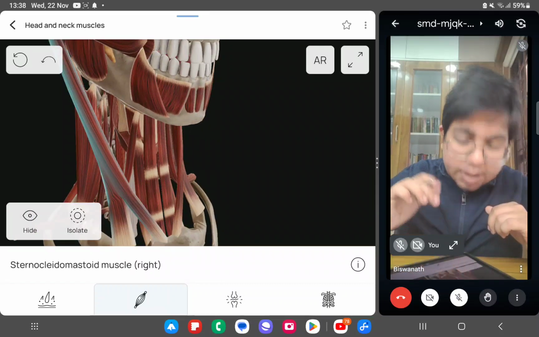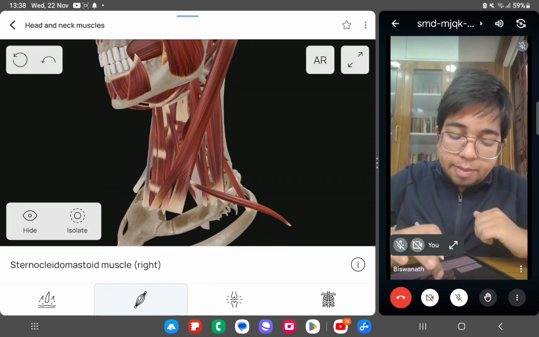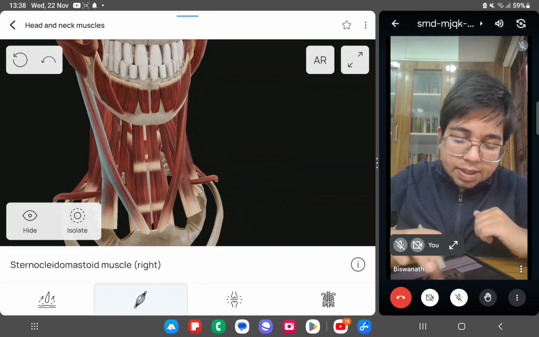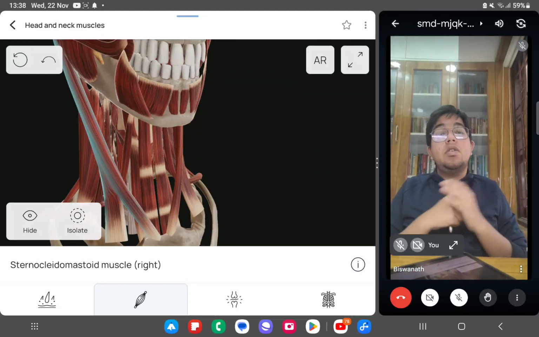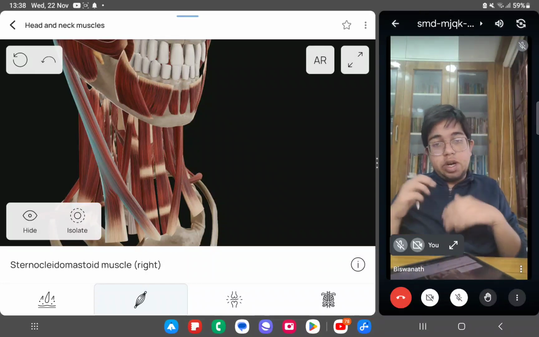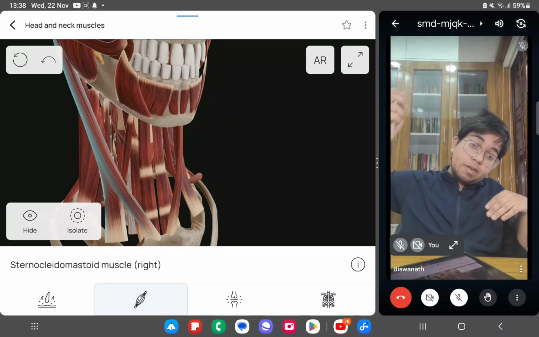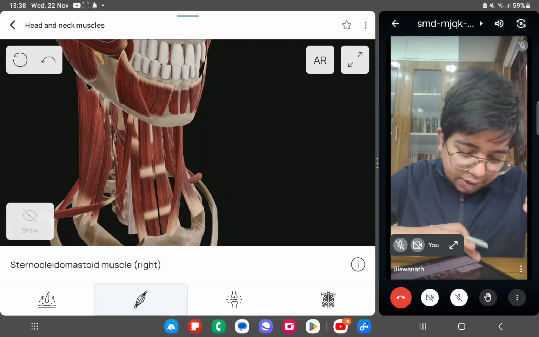Yes, this is the sternocleidomastoid. Sternocleidomastoid is like this. And remember, when we talked about the cervical plexus, it is supplied by the spinal accessory nerve, and the nerve to sternocleidomastoid was a nerve arising from the C2 segment. It's a deep branch of the cervical plexus, which supplies the sternocleidomastoid.